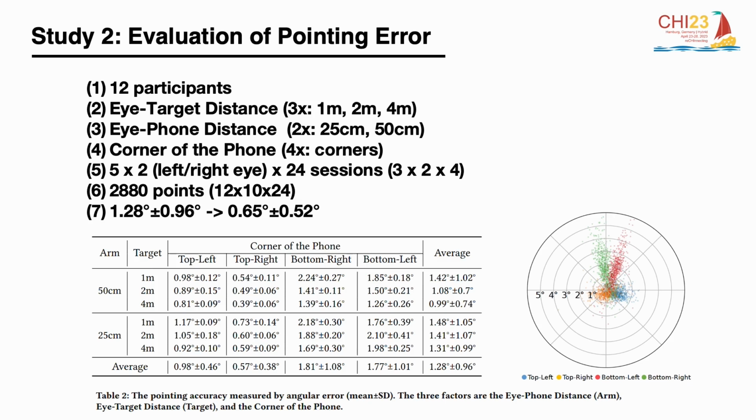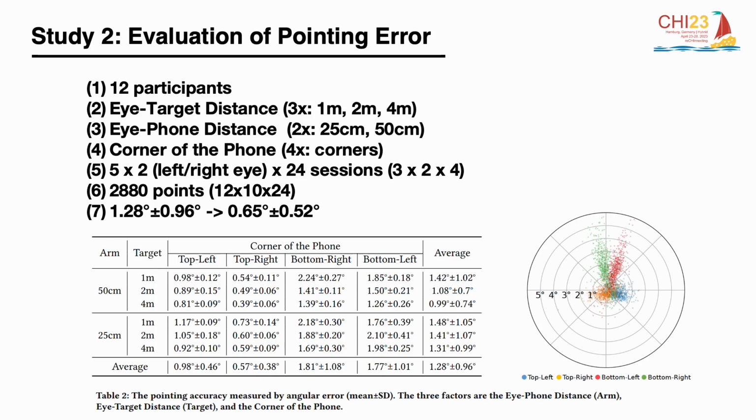We recruited 20 participants from our institution and conducted this experiment in a real room. We hung a crosshair target on the wall and asked the user to aim the corner of the phone at the target and take photos. Each user needs to use the left or right eye to aim at the target through the phone's 4 corners 5 times, with different eye-target distance and eye-hand distance settings.